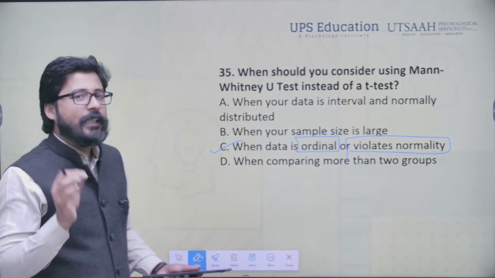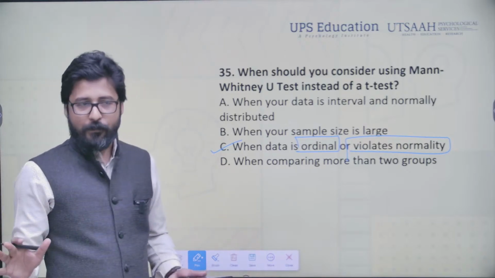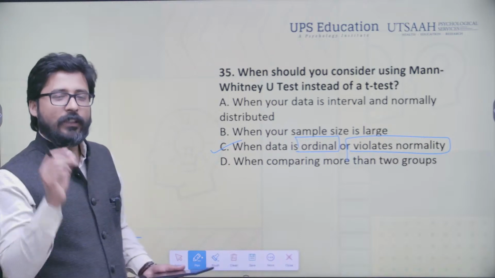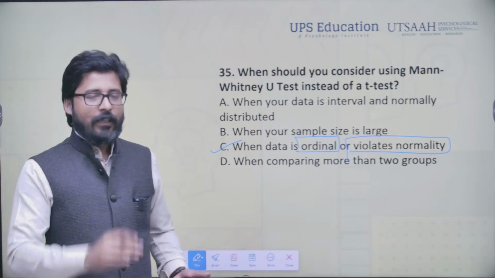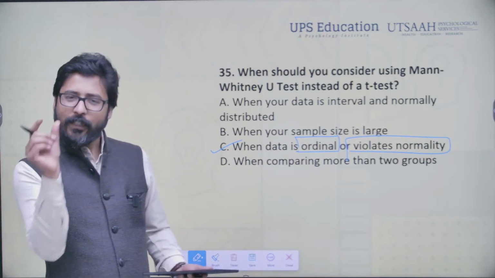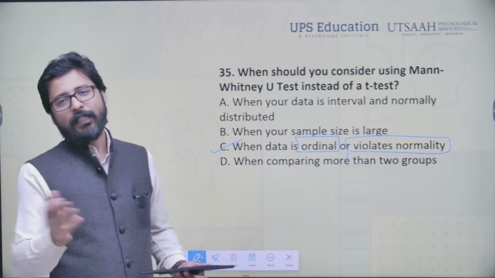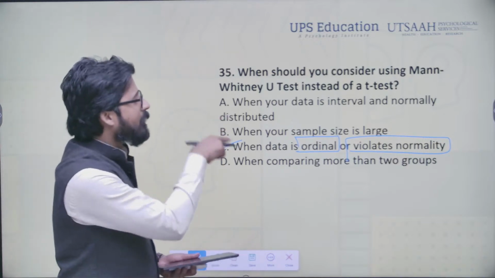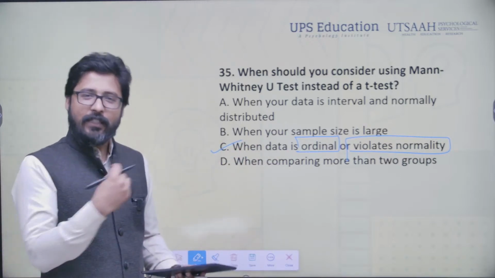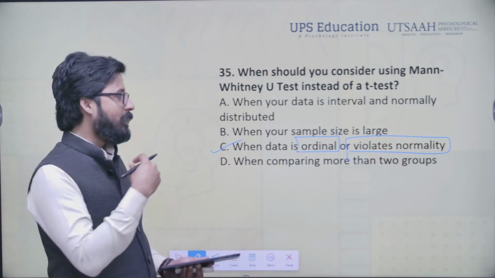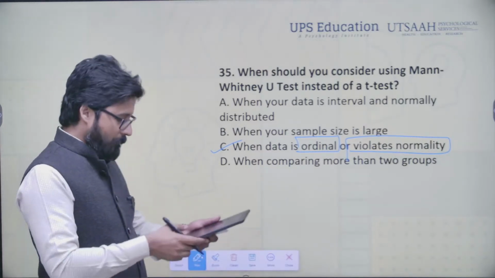These are things you have to keep in mind. That will be very useful for exam purposes. When you can use Mann-Whitney, these are the two major characteristics: when data is not normally distributed and when data is ordinal, that's fine, right? If you keep these two points in your head, that will help you immensely in the exam. Sometimes you can find a question only on the basis of violates normality and ordinal. They can ask this kind of question, and you can use this kind of information that we are discussing to answer that question.